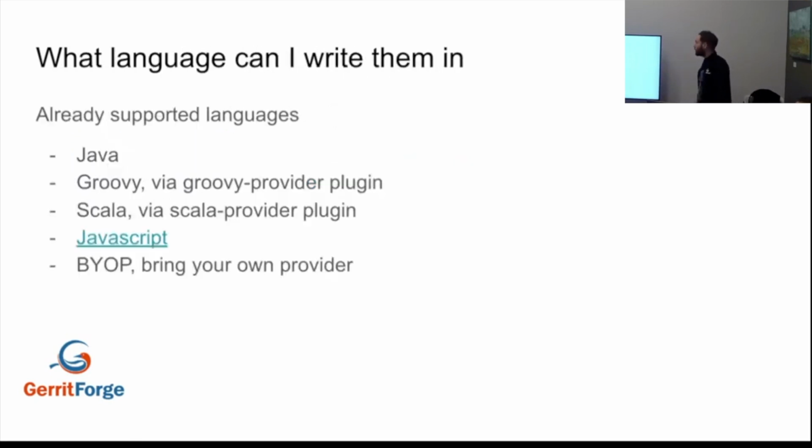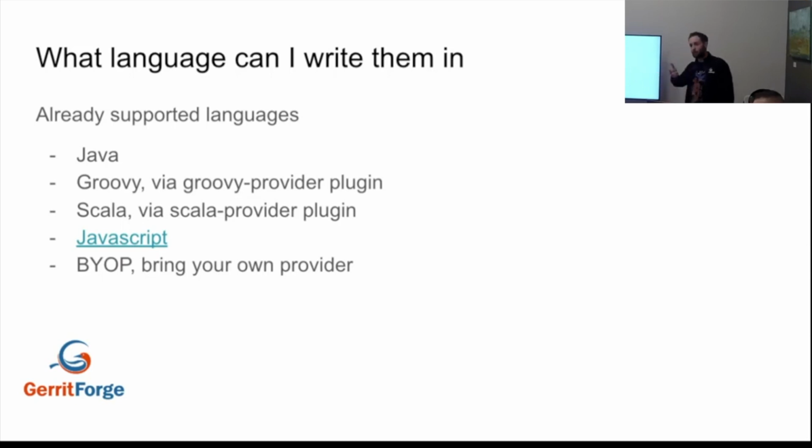What language can I write them in? That's another interesting question. So there's obviously some already supported language, Java. You can just plug your jar in there. We can have some Groovy scripts, which is what we're gonna see today. But to do that, you need to load a Groovy provider plugin. All that does is compile the Groovy code and allow you to load the classes in memory. There's also a Scala compiler plugin, a provider plugin, which does the same thing, so you can run your plugin in Scala and then that's going to start comparing.